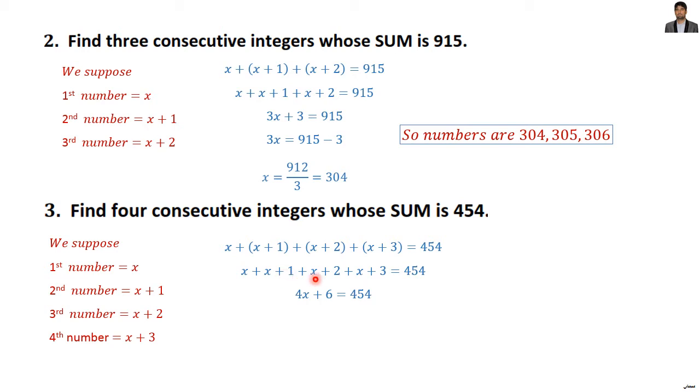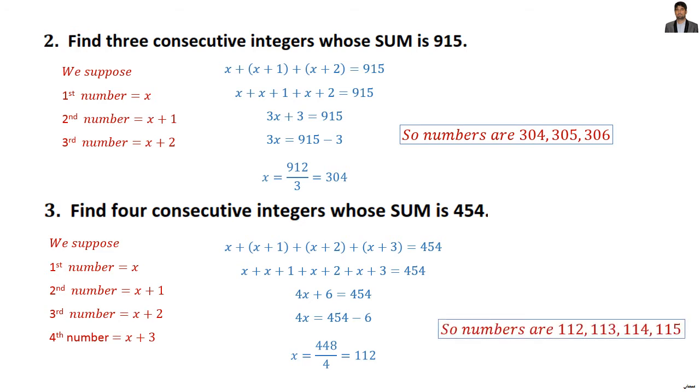4x plus 1 plus 2, 3, 3 plus 3, 6 will give us 454. Move 6 to the right side. Plus 6 will go right, minus 6. 454 minus 6 will give us 448. Divide by 4. The first number is 112. So if we have the first number, we can find second, third, and fourth, which are 112, 113, 114, and 115.